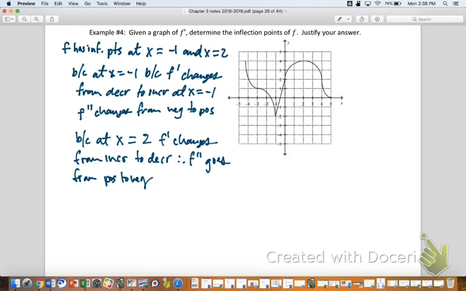So again, it's really easy to get those mixed up. Just be super careful that you don't think of these in snippets, like positive means increasing or negative means concave down. In your brain, when you're saying these things, try to say the whole thing. f double prime changes from negative to positive. Therefore, f has an inflection point at that point, right?